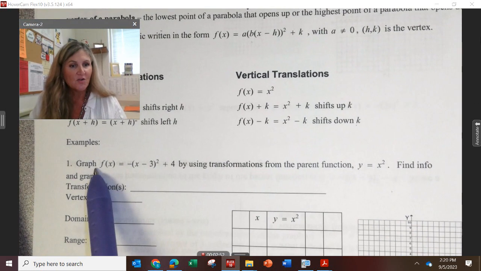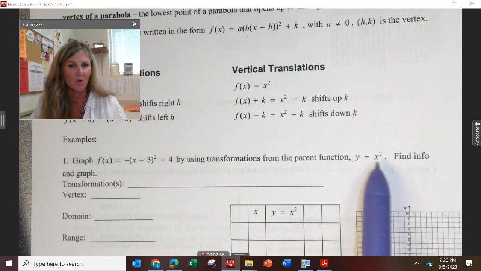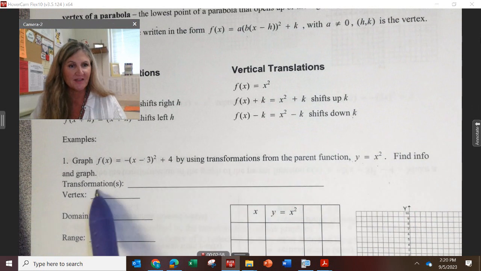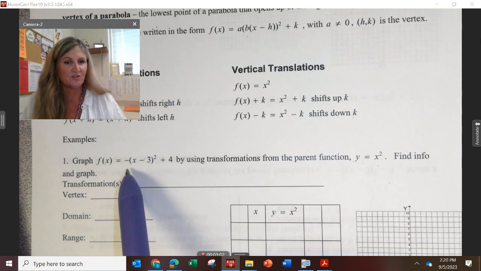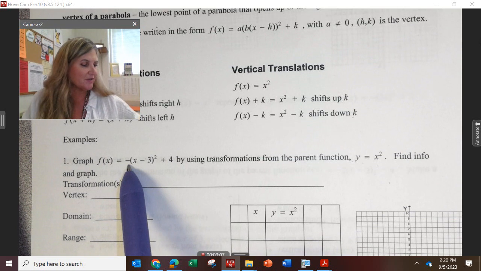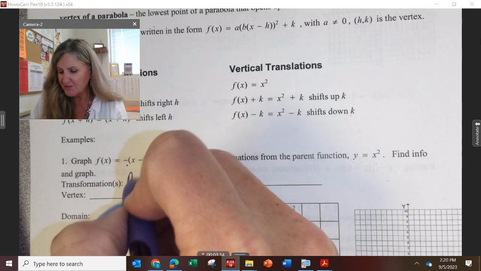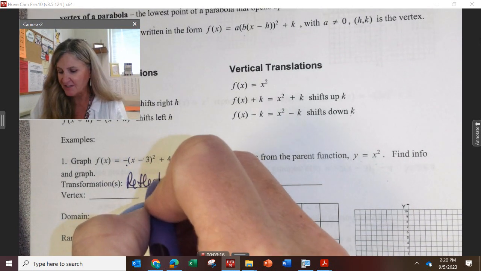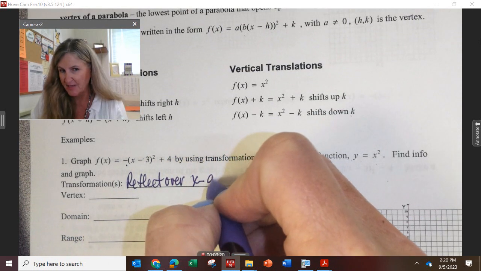All right, graph this function by using transformations from the parent function y equals x squared. Find the info and graph. So let's look at each thing that has changed. We have a negative in front. A negative in front, what is that going to do? Jackson, do you know what a negative in front does to the function? Right. So the first thing we're going to have is a reflection over or in, both work, the x-axis.